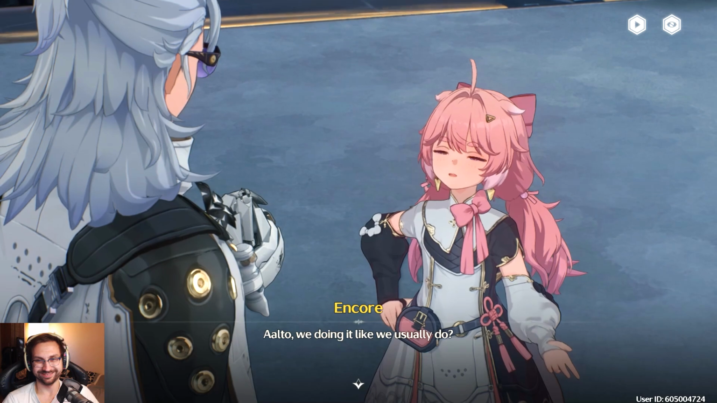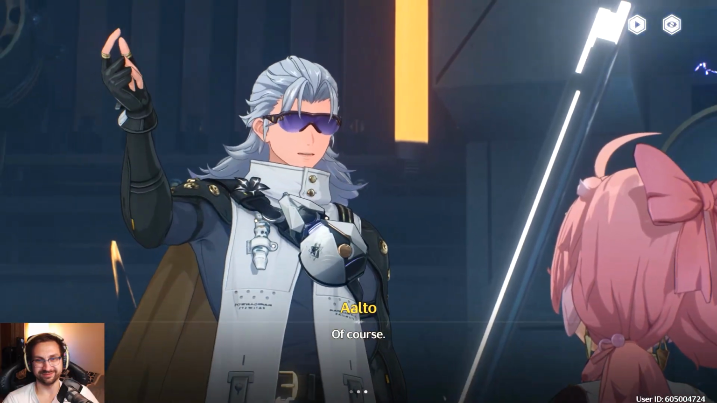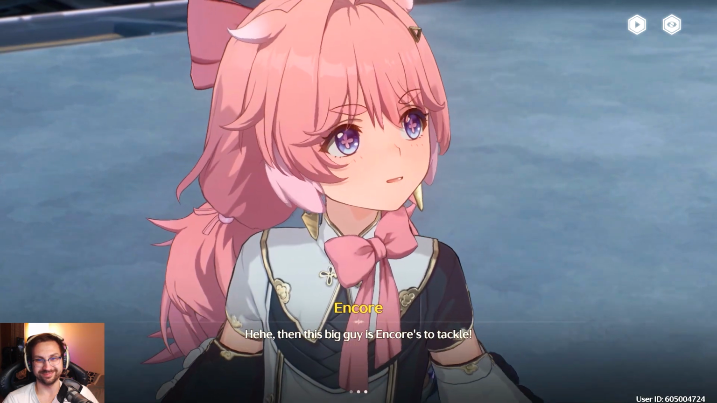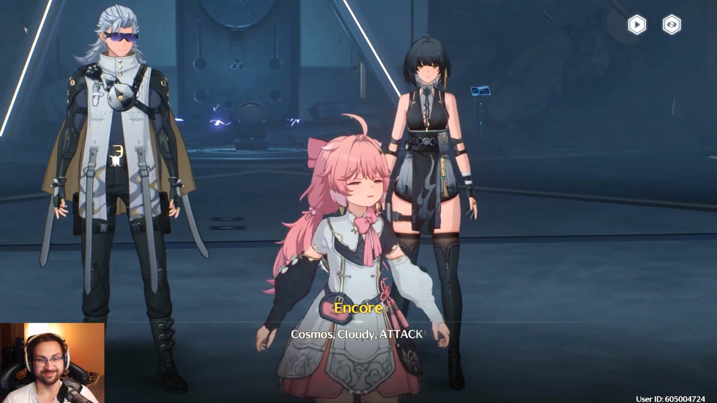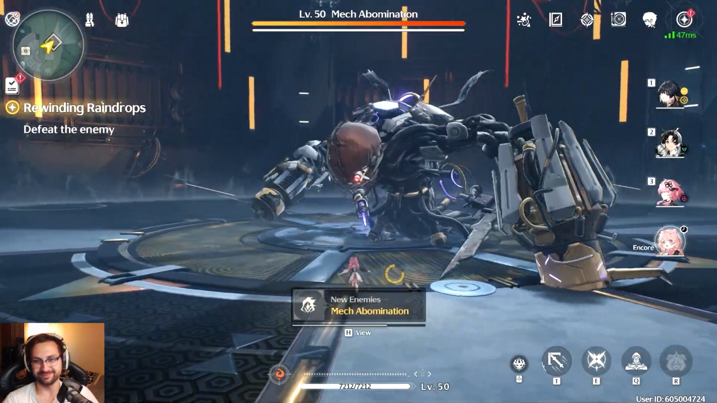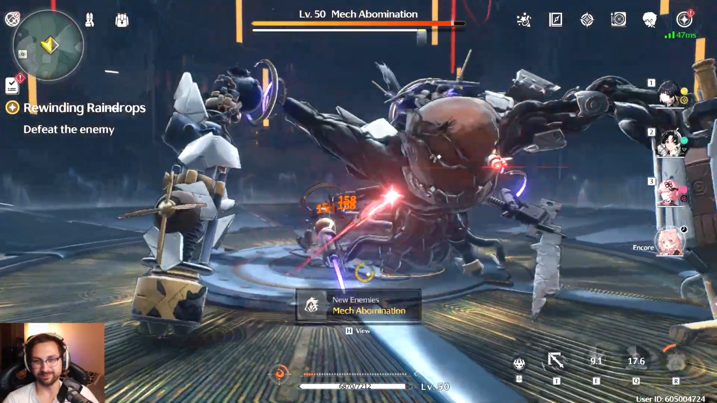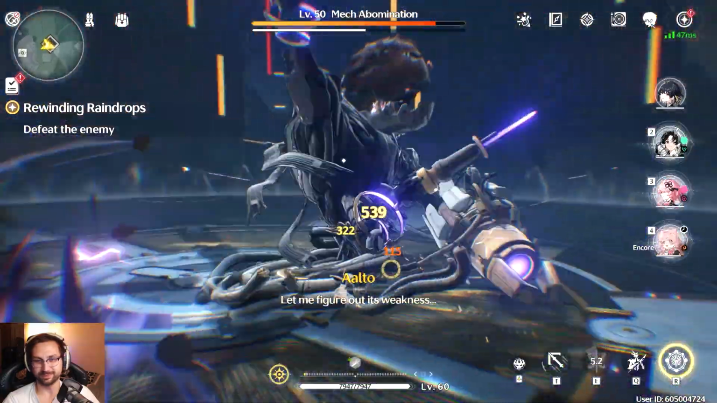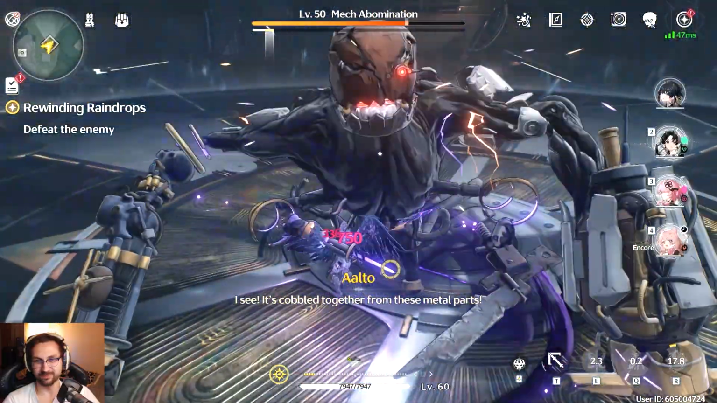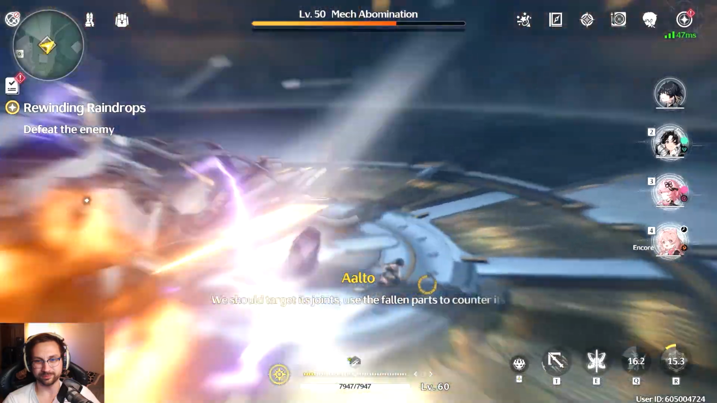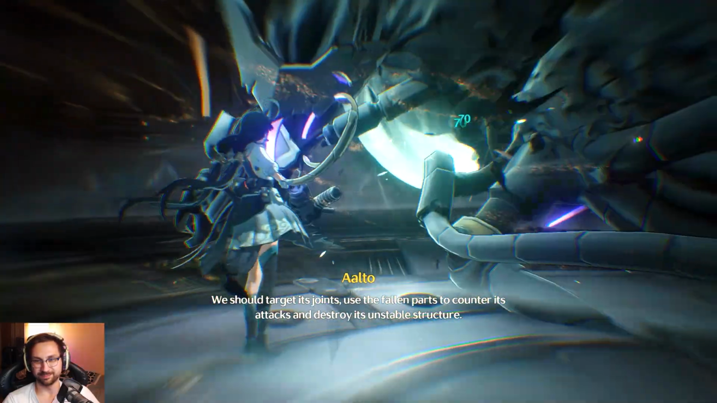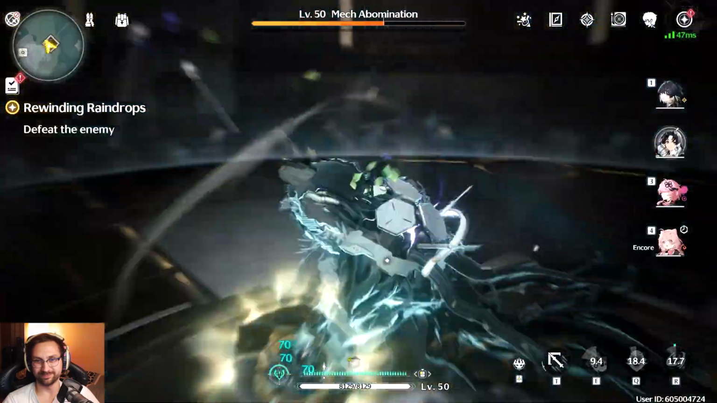Alto, are we doing it like we usually do? Of course. Then this big guy is Encore's to tackle. Cosmos! Cloudy! Attack! Let me figure out its weakness. This is so much fun! Da-da-da-da-da-da! Let's see. It's cobbled together from these metal parts. We should target all its joints. Use the fallen parts to counter its attacks and destroy its unstable structure. Break.